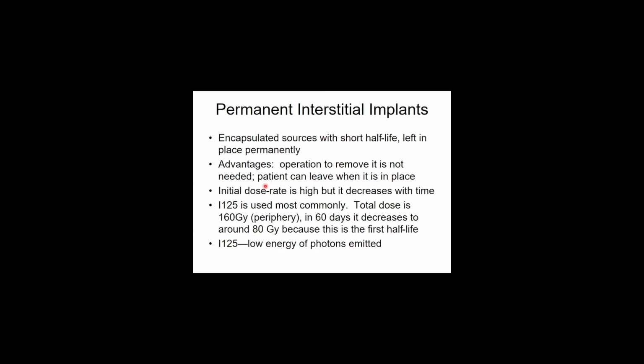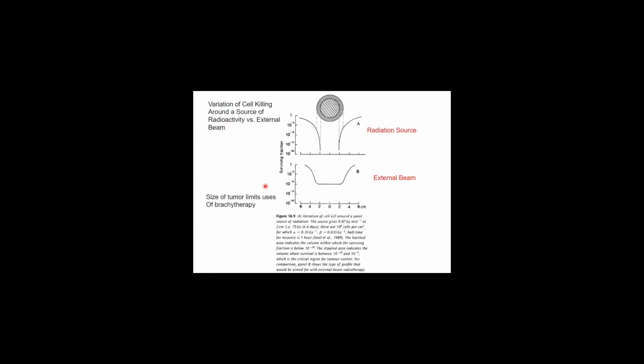There are a few examples of permanent interstitial implants that are used. These tend to be used in examples where you don't want to do a second surgery to remove it. So what is done in these examples is we put the source in. It has a generally short half-life, but it's got an initially pretty high load-up rate. So I-125 is really common for this. So the total dose is really high initially, but in 60 days it decreases. That's the length of its first half-life. Again, it's going to be very useful in certain kinds of tumors.